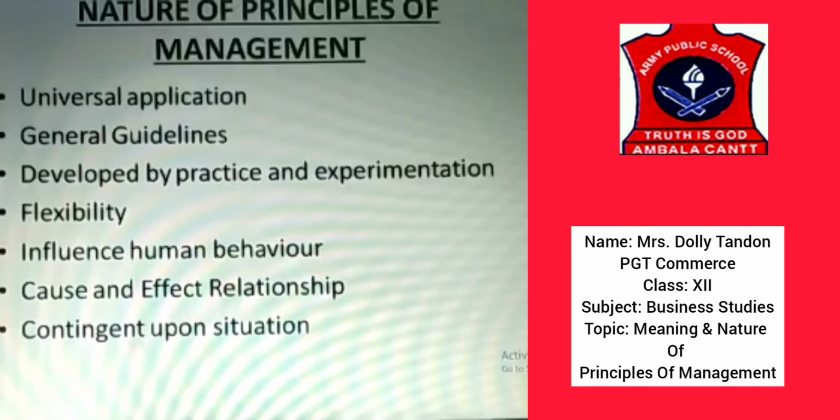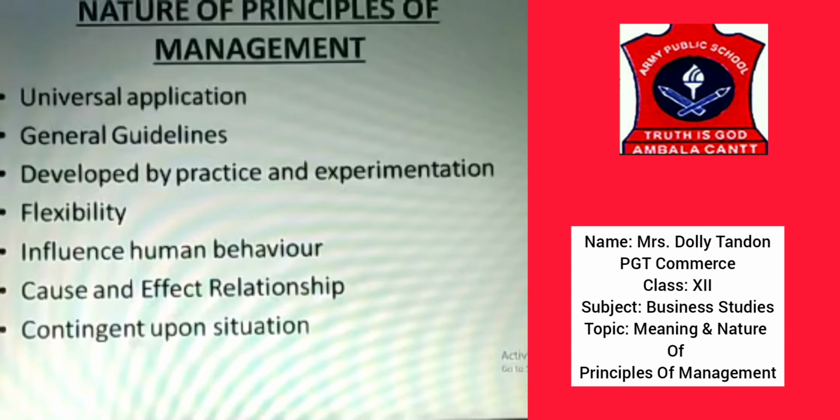So let's move ahead. The third one is developed by practice and experimentation. Management principles have been developed by practitioners. These are the results of their practice and experiments which they have conducted on the real situations, and then they have derived these principles.